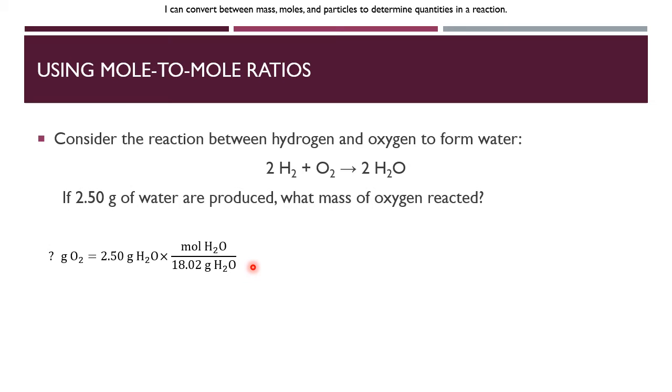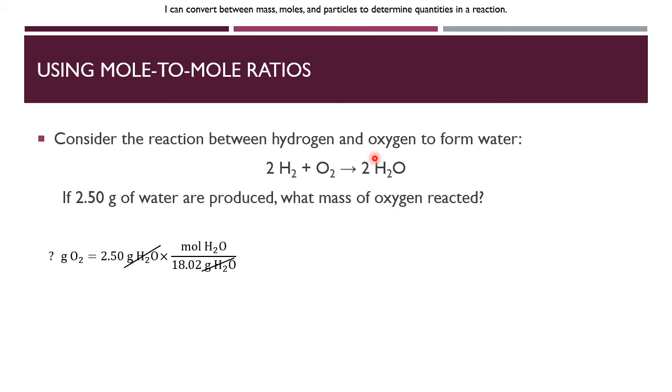So this is just a mass to moles conversion, which we've been doing for quite some time, just using the molar mass of water, 18.02 grams of water for every mole of water, where grams of water cancel, and we're left with moles of water. Now that we have moles of water, now we can use the mole to mole ratio in the balanced equation.